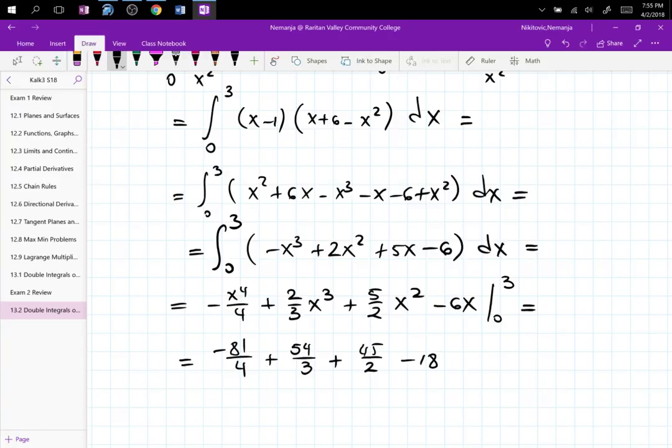So 54 and 3, I should have canceled that earlier, so that's 9 times 2, so that's 18. I'm just going to call this 18 over here. And then 18 minus 18 cancel, which is great. I have negative 81 plus 90 over 4, and I have 9/4. So the volume inside is 9/4.